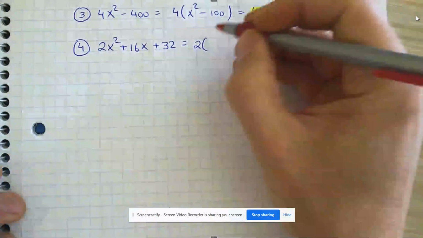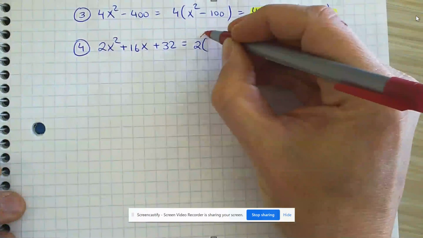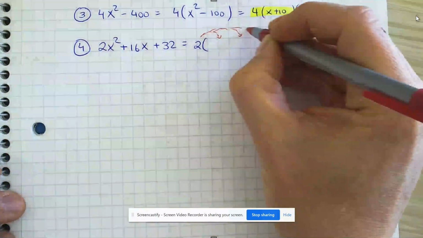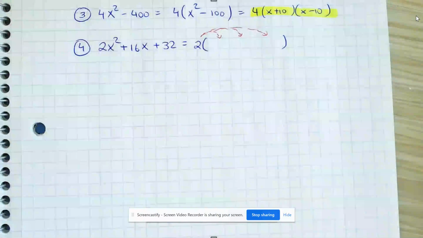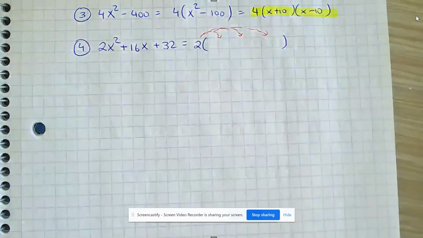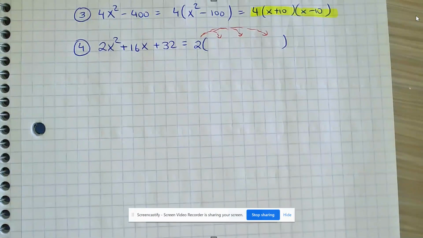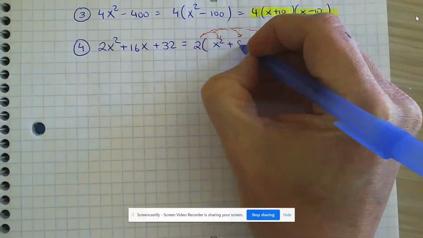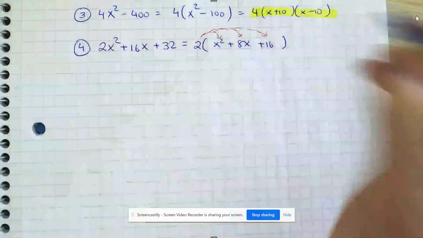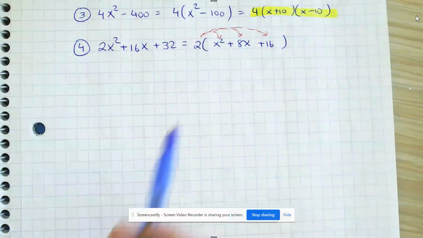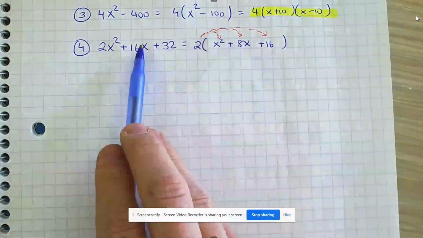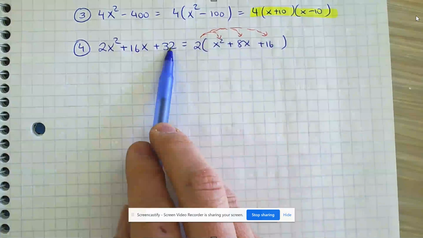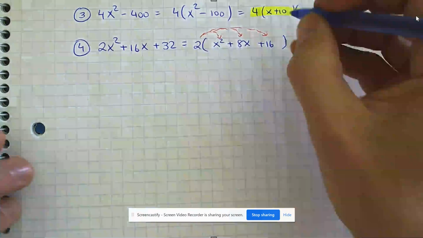And think in your head, what must go inside these parentheses? Why don't you think about that for a second? What needs to go inside those parentheses once you take the 2 out? Can I say it? Please do. Oh, okay. X squared plus 8x plus 16. Uh-huh. You guys see that? Because 2 times the 8x will be 16x, and the 2 times the 16 will be 32, and so on. So we took the 2 out.